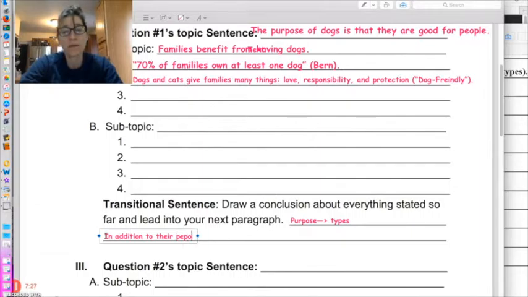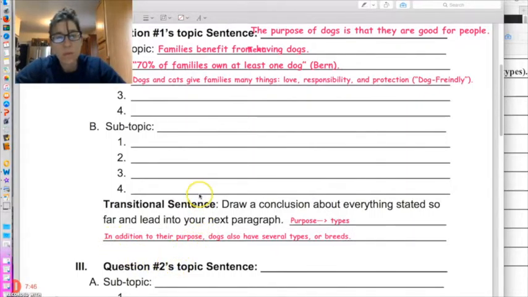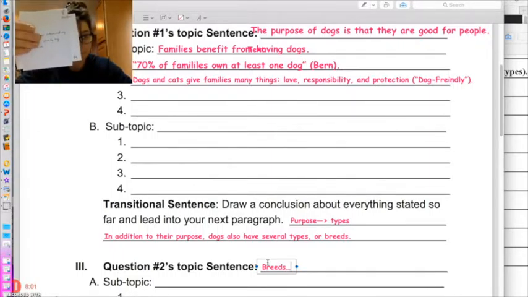their purpose, dogs also have several types or breeds. So I've tried to transition from one big idea, which is question 1, to the next big idea, which is question 2. Question 2 has to deal with breeds. And I'll fill that in when I go to do my note card stack on that.